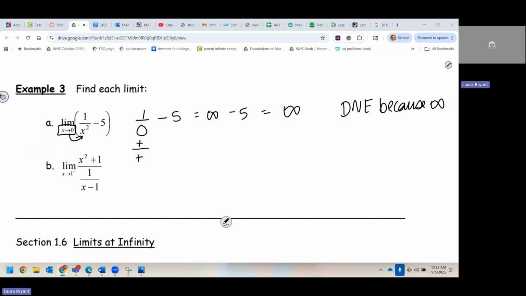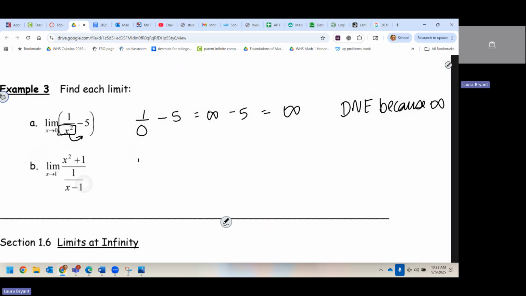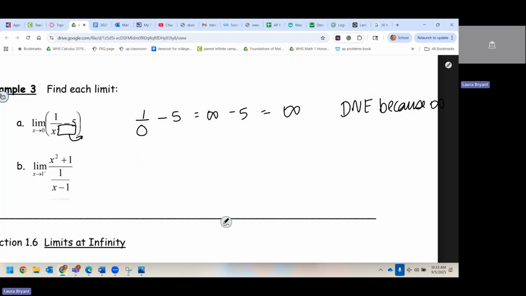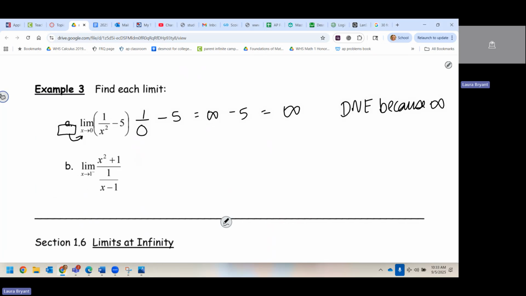Okay, and then letter B here. I know you probably could do this a simpler way than what we're about to talk about right now, but we're going to roll with it so we can talk about the properties. This is our big division bar right here. Could we do a keep change flip? Yes, we could, and we'd get the same answer, but we're going to go through it so we can talk about the properties a little more. I'm going to direct substitute first and plug in 1. That gives me 2 over 1 over 0.